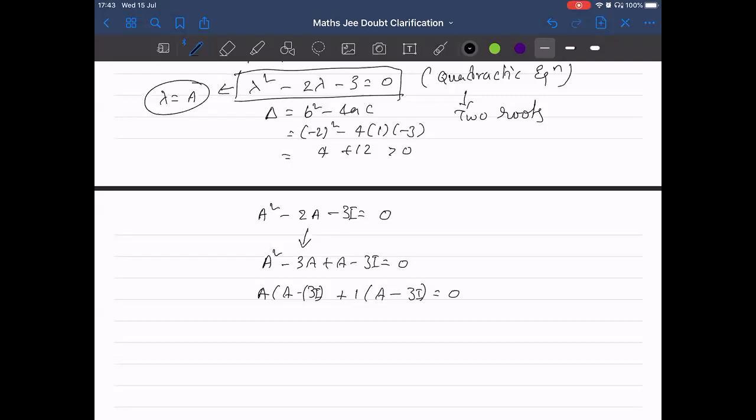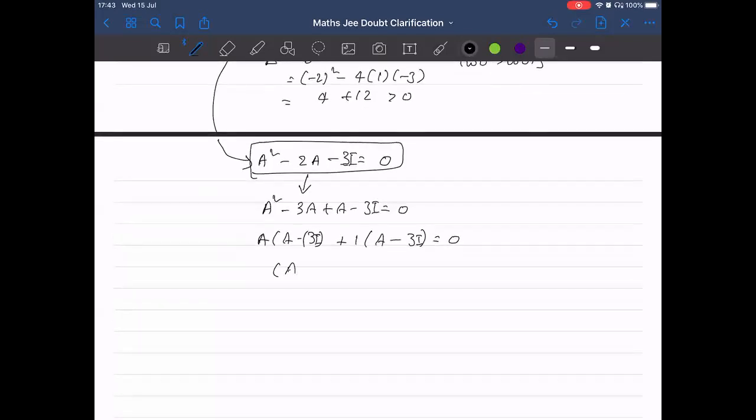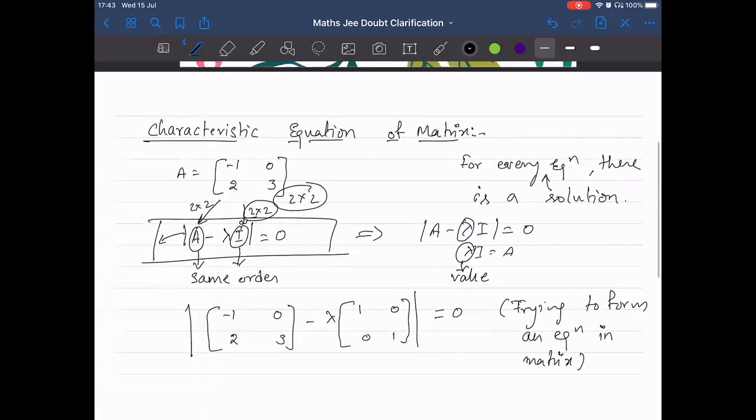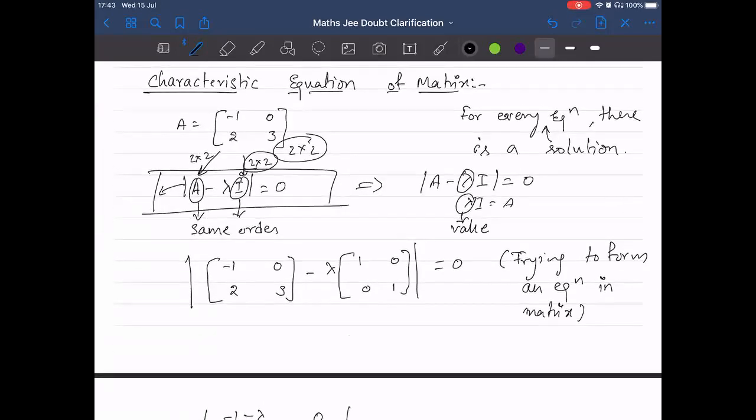When we have an equation in lambda, we can simply write like this. But when you convert this into the characteristic equation and replace lambda with A, the constant should be multiplied with the identity matrix. Remember again, the identity matrix is of the same order as A. So now we can write it simply as A plus I into A minus 3I equals 0. So here the matrix A is equal to minus I or A is equal to plus 3I. Any one of them will satisfy this characteristic equation of the matrix.